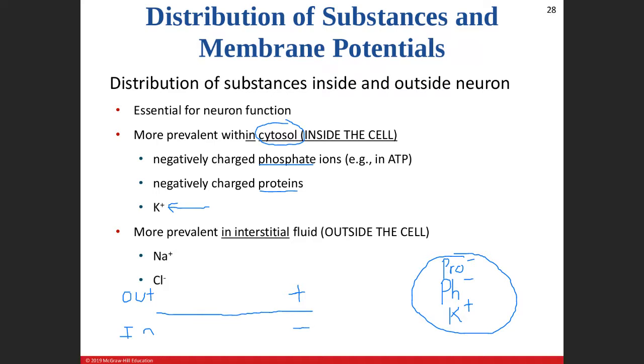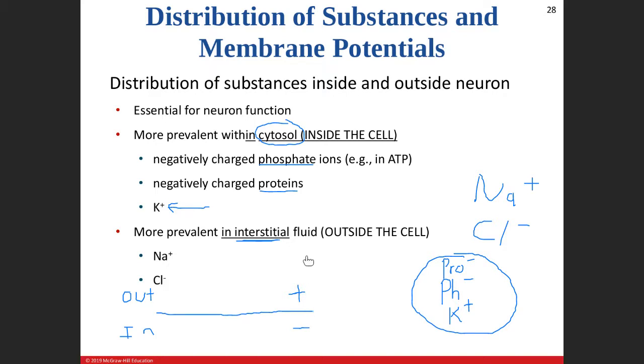And when we go to the outside of the cell, in the interstitial fluid, that's where we have our sodium, okay? We've got a lot of sodium. And we also have our chloride. So sodium is a cation, chloride is an anion, okay? But again, there's more sodium outside the cell than there is chloride. There's more positives outside the cell than negatives. So essentially, the outside of the cell is going to be positive, okay?